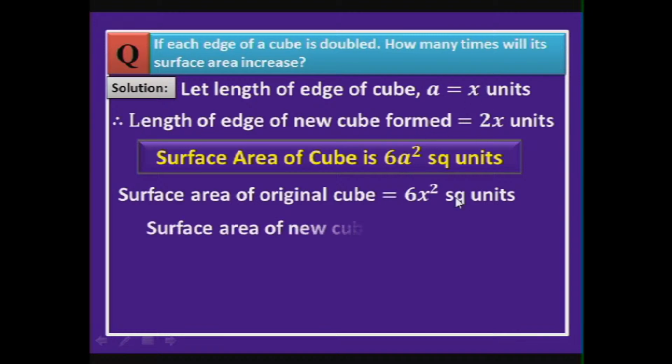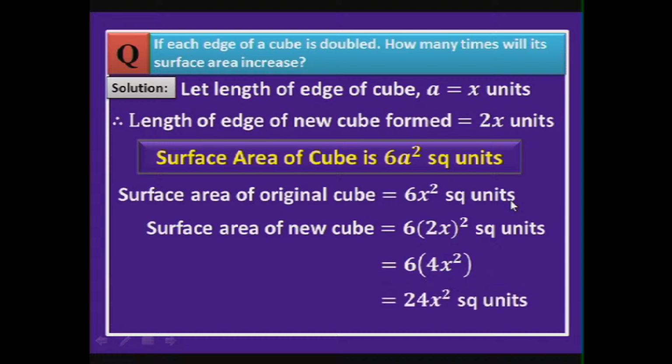Now, next let us find out the surface area of the new cube. For that also the formula is 6a square only, but instead of a, what do you have here? The length of the edge is 2x. So, we get (2x) whole square. Now, what is (2x) whole square? Yes, 2x into 2x. So, you get 4x square, that means 6 into 4x square. On multiplying these two, we get 24x square unit. This is the surface area of the new cube, children.